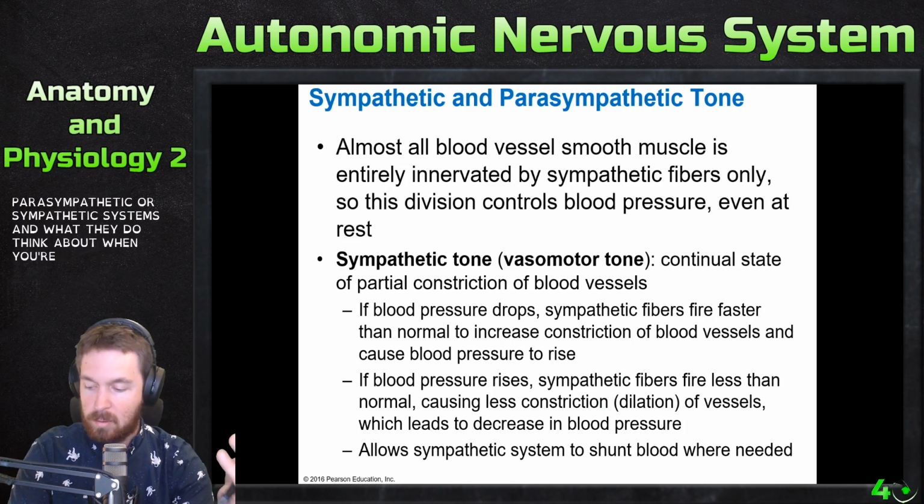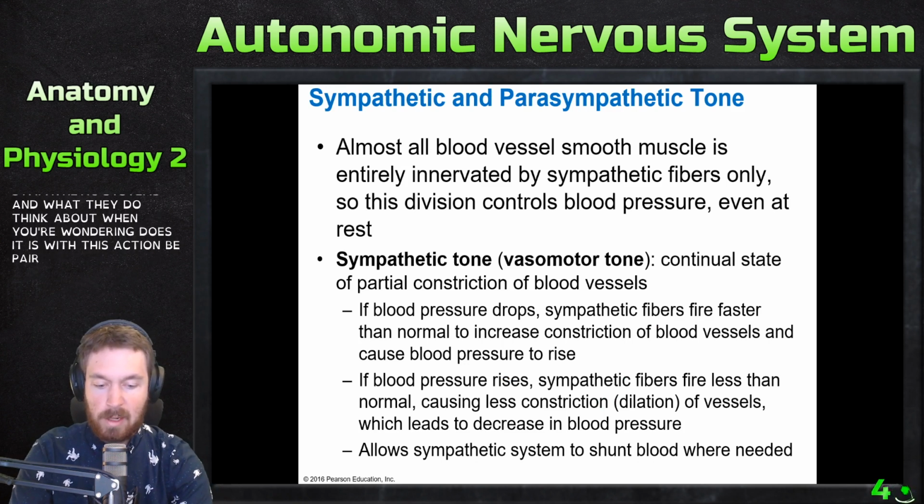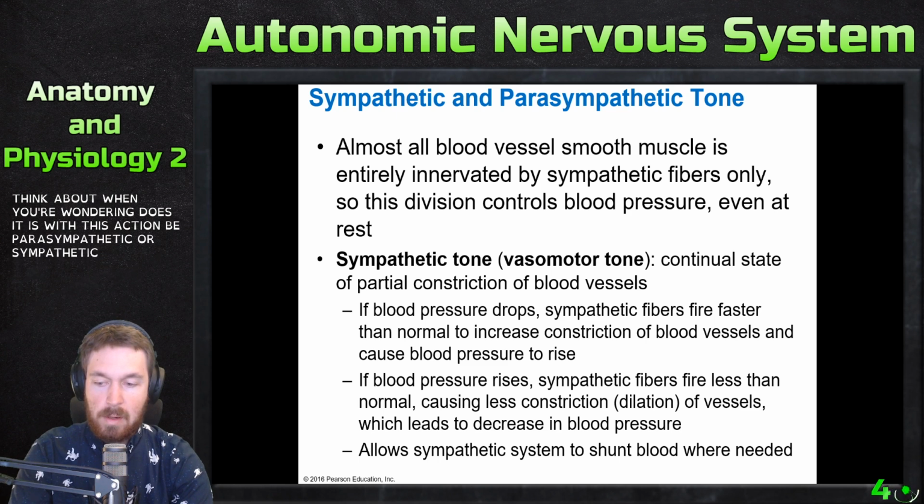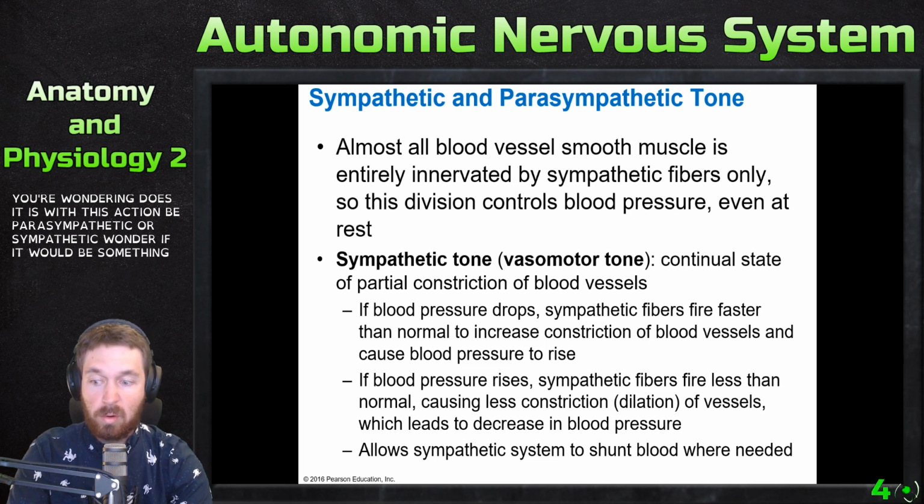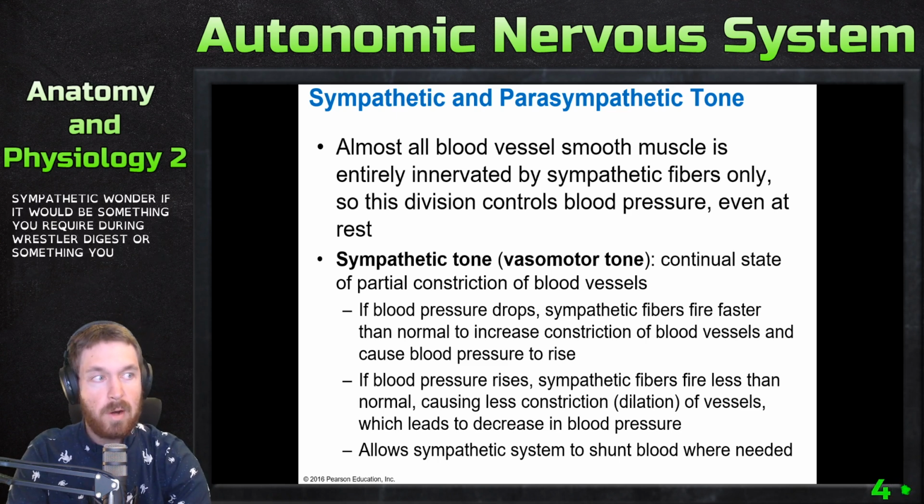Think about when you're wondering, would this action be parasympathetic or sympathetic? Wonder if it would be something you would require during rest and digest, or something you would require during fight or flight.